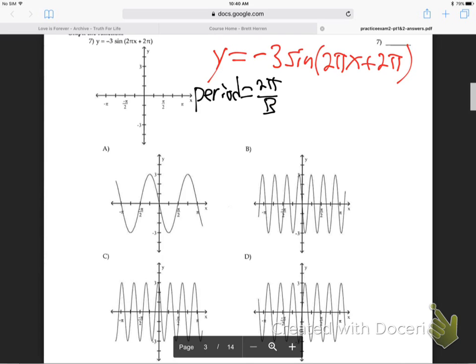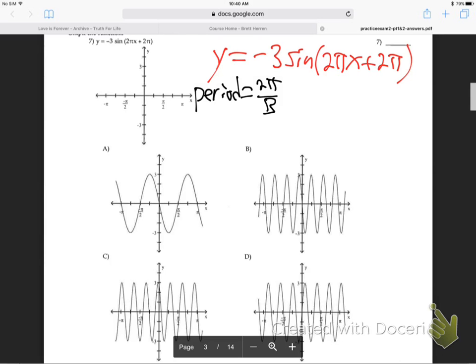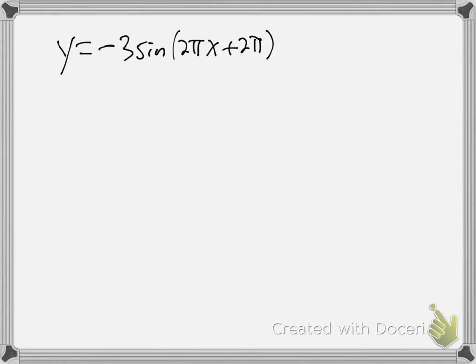So, I'm going to totally run out of room. So let me just go to a fresh screen and we'll come back to the multiple choice. Minus 3 sine, 2 pi x plus 2 pi. So y equals minus 3 sine, 2 pi x plus 2 pi. Did I get that right? 2 pi x plus 2 pi, right. You got to do, yeah, that's right. Okay, so this is number 7.